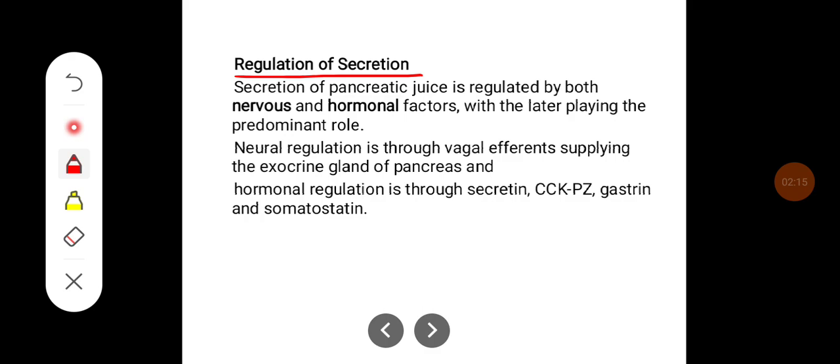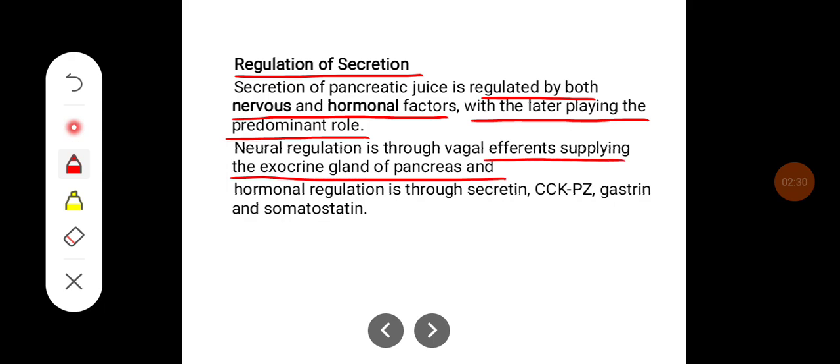Regulation of secretion. Secretion of pancreatic juice is regulated by both nervous and hormonal factors, with the latter playing the predominant role. Neural regulation is through vagal efferents supplying the exocrine gland of pancreas, and hormonal regulation is through secretin, CCK-PZ, gastrin, and somatostatin.